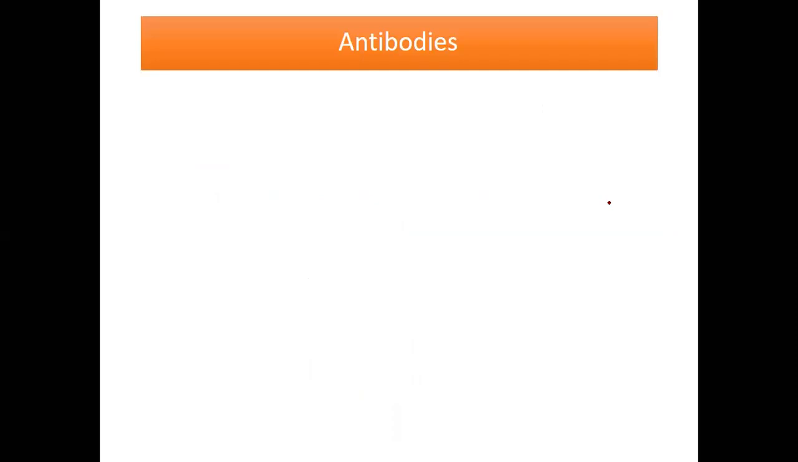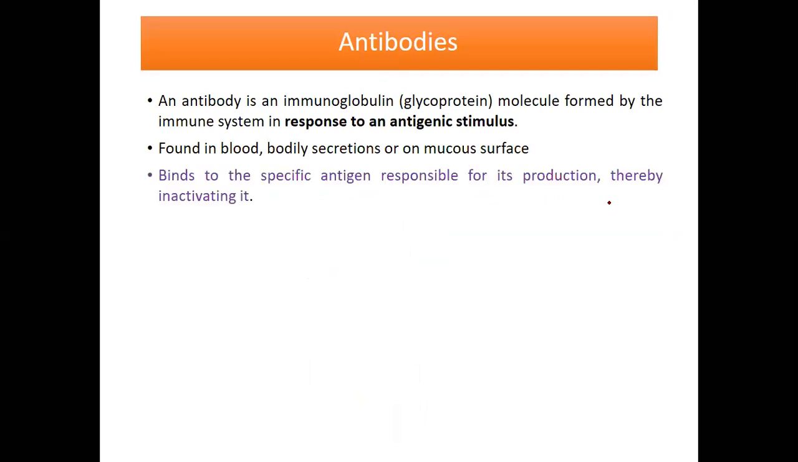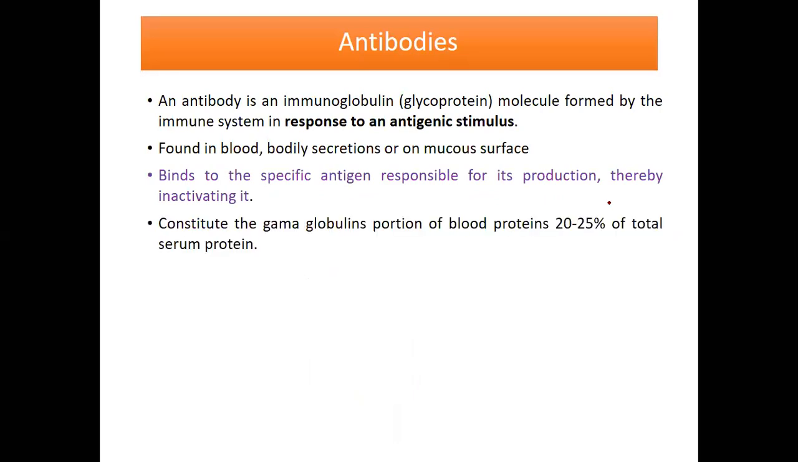So this was one brief idea about an antigen. Then coming to the next one, it is the antibodies. These antibodies are nothing but immunoglobulins, basically glycoprotein molecules formed from the immune response to an antigenic stimulus. Without the antigenic stimulus, these antibodies cannot be synthesized or produced.